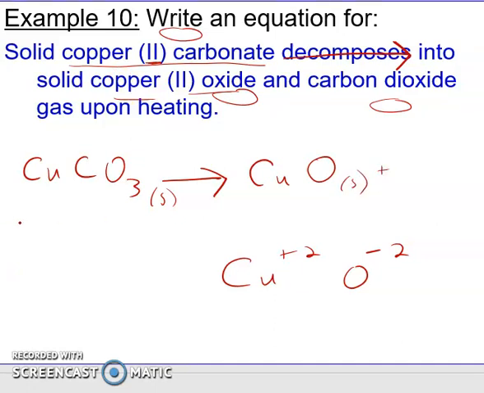And then we're going to add to this carbon dioxide gas. And then we hopefully remember that carbon dioxide gas is CO2. Di means 2 oxygens for every 1 carbon. And this is a gas, so we'll put a little G as the state symbol behind it.